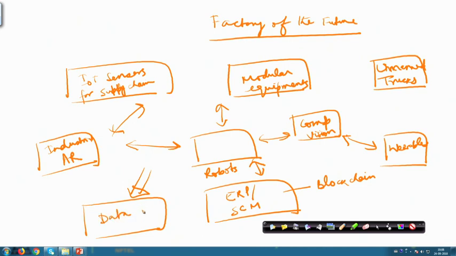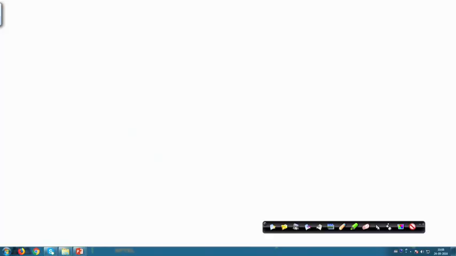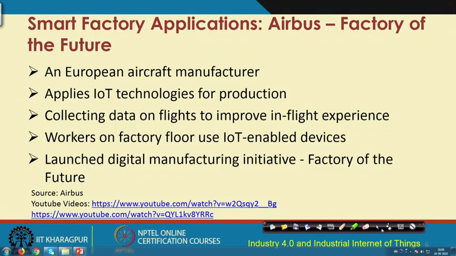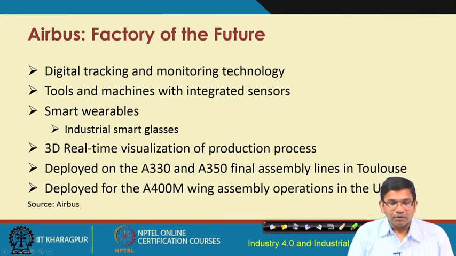This data will be used for predictive or preventive machine analytics. So, this is typically what it looks like in a factory of the future. As I told you, Airbus has already adopted the factory of the future. Let us now proceed further and look at other implementations that Airbus has adopted with respect to the factory of the future. Airbus now has mechanisms for digital tracking and monitoring.